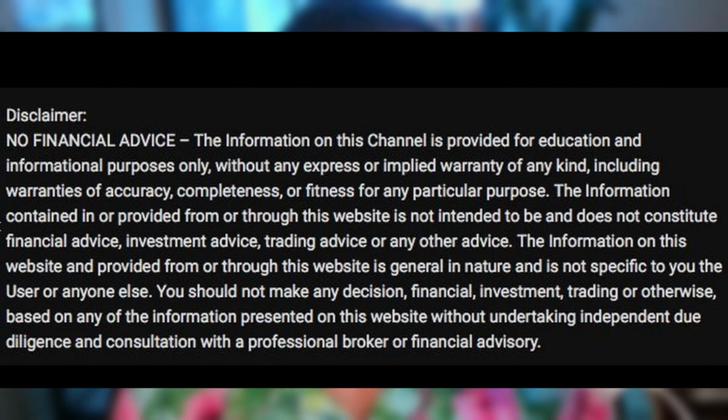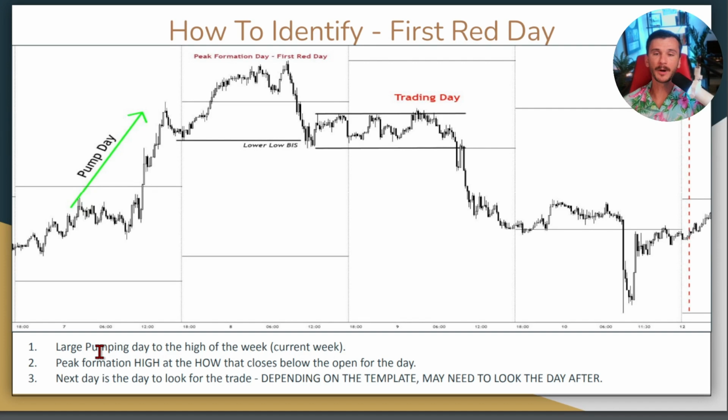In this video, I'm going to show you exactly how you can find more high probability first red and first green day templates so you can stop getting caught in these bad moves. So before I even explain how to not get trapped in a first red or a first green day trading template or setup, I need to explain what they are first.